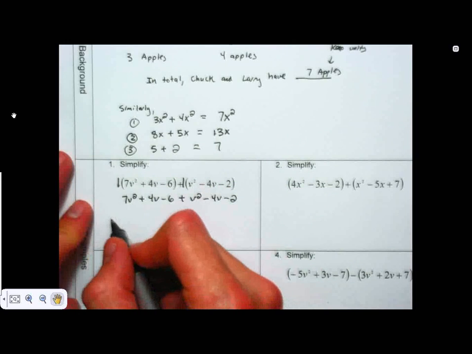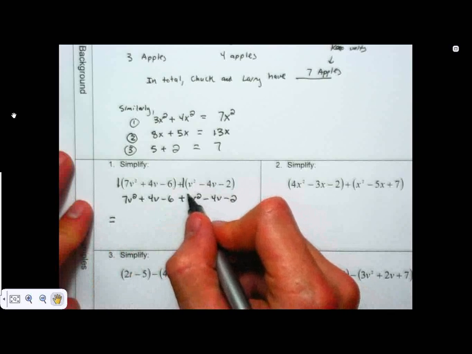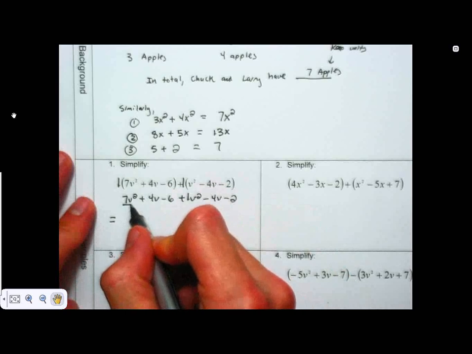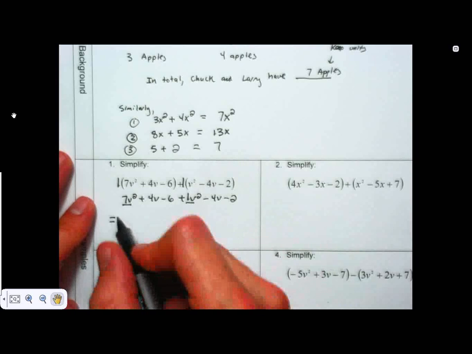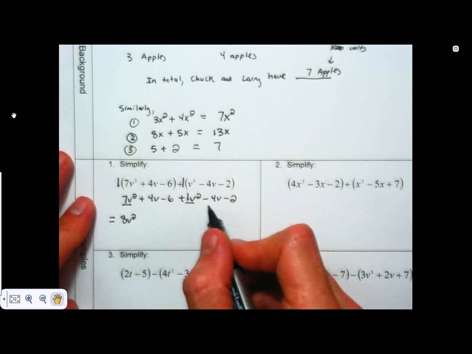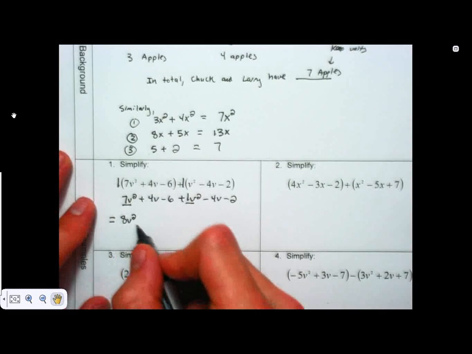And now what I'm going to do is what we call combine like terms. So v squared is the same as 1v squared. And so if I add 7v squared and 1v squared together, those guys are partners, I'm going to end up with 8v squared. Remember, when I add like objects, I end up with that object. It's just a question of how many.